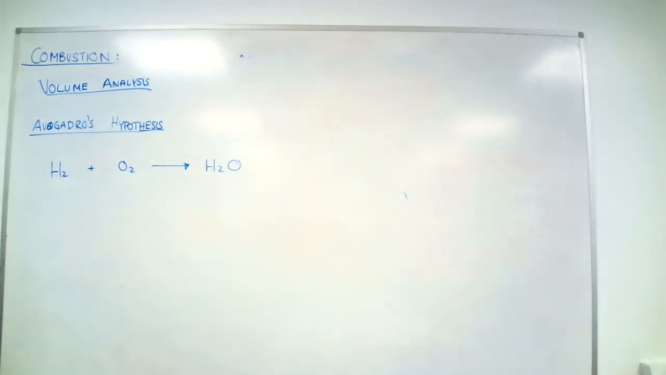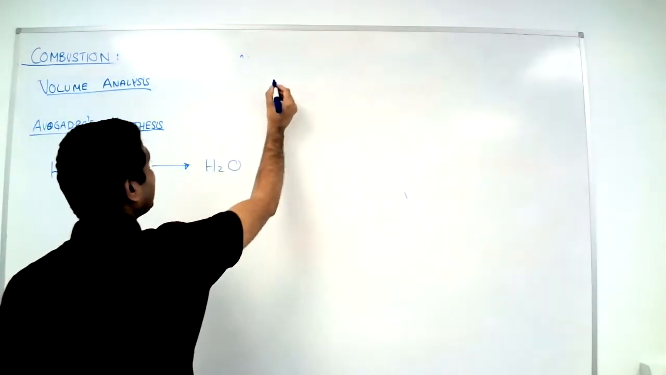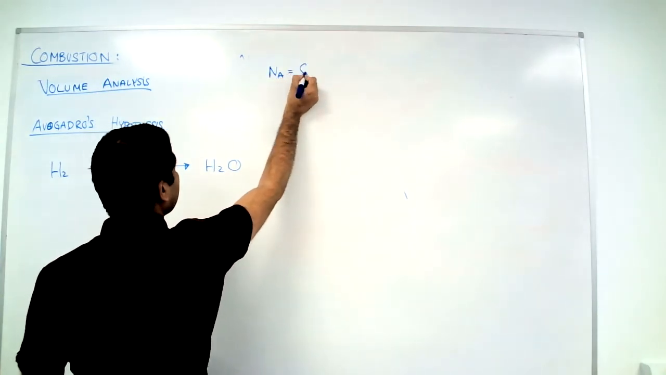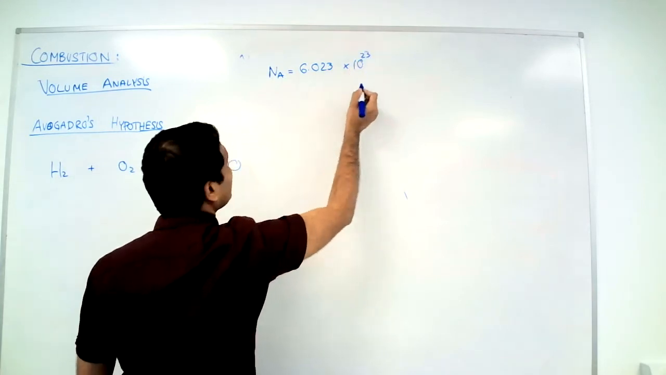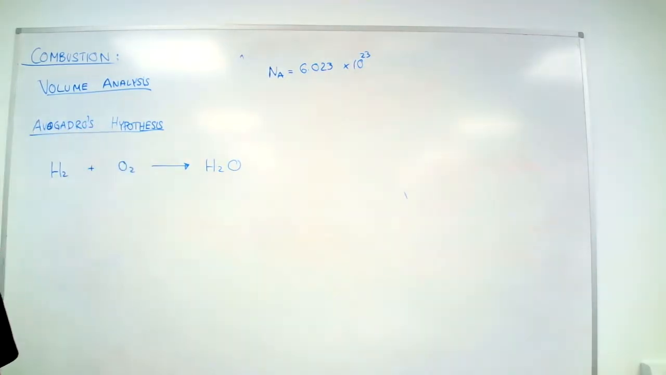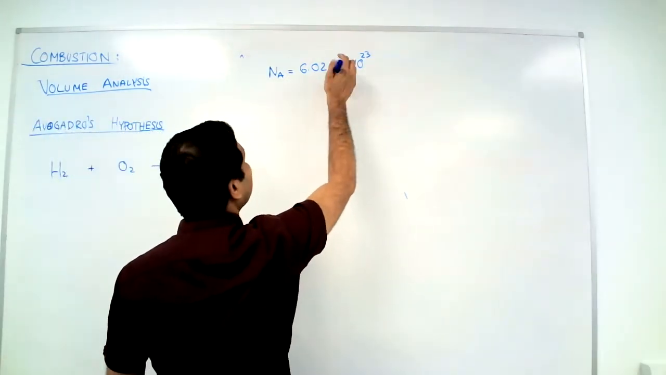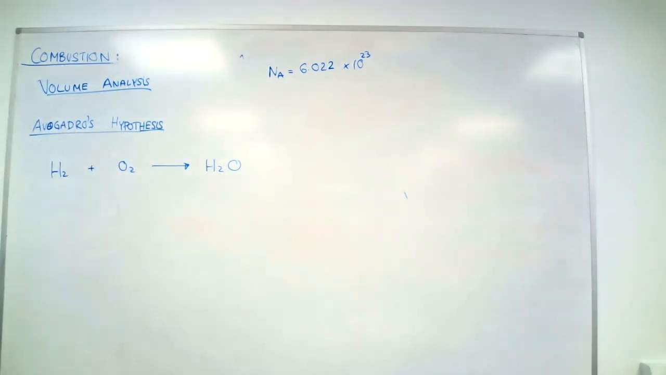Now, the last one we did was in terms of the mass. But if we have a look at the equation analysis in terms of the volume, we need to consider Avogadro's hypothesis. There is a constant in your calculator represented by NA, Avogadro's constant. It has a value of 6.022 times 10 to the 23. This is a number, Avogadro's number.